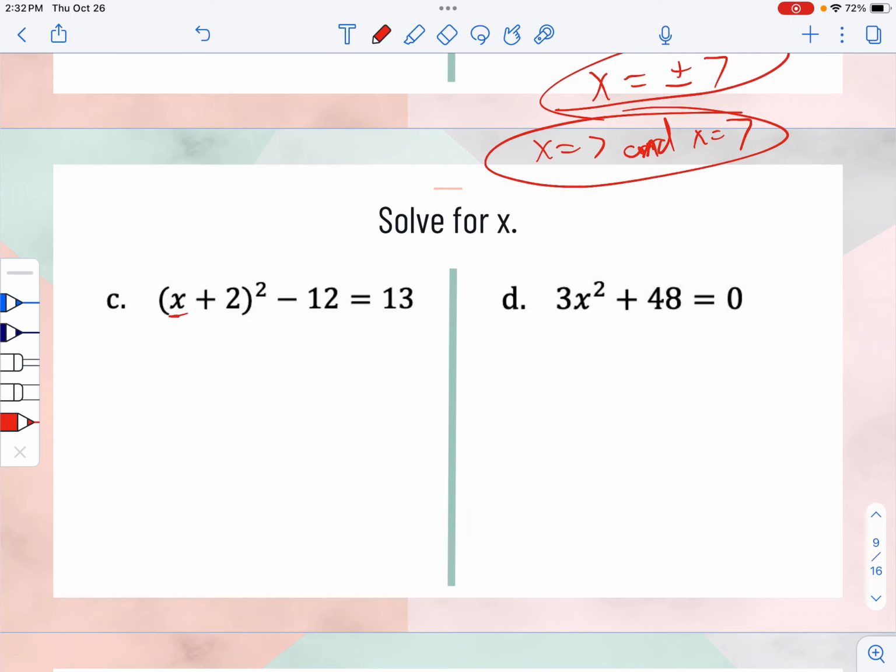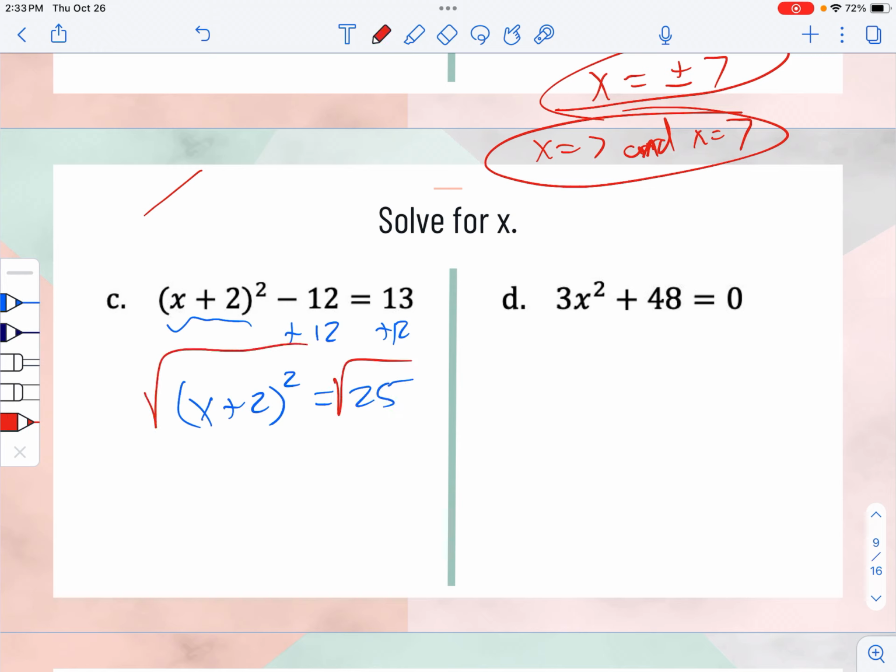This one's a little bit different because it is just an x, but this quantity squared. If I can get any quantity, x plus, well, I'll say h squared, if I can get it by itself, I can take the square root, and that cancels that out, and you're left with just the x minus h, or plus h. So I technically just want to get this by itself. So I'm going to add 12 to both sides, and I get x plus 2, that quantity squared, equals 25. That works out nicely. Take the square root of both sides.